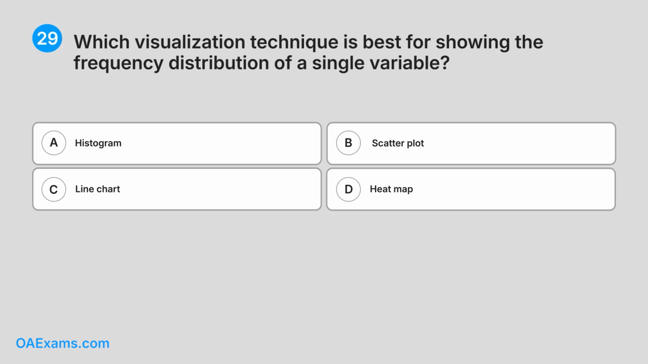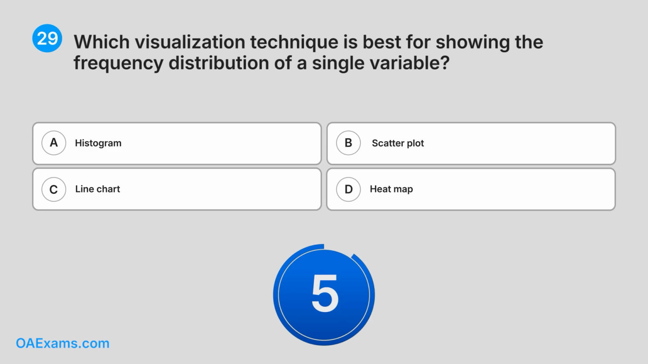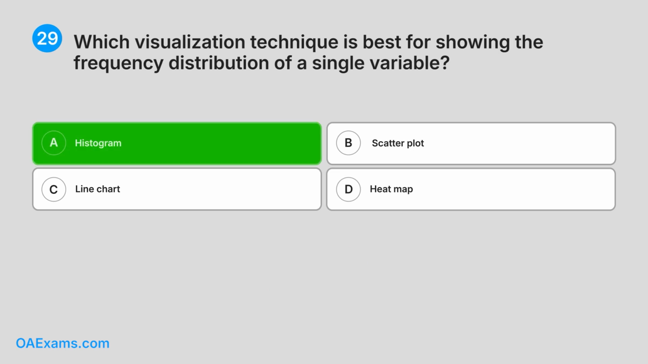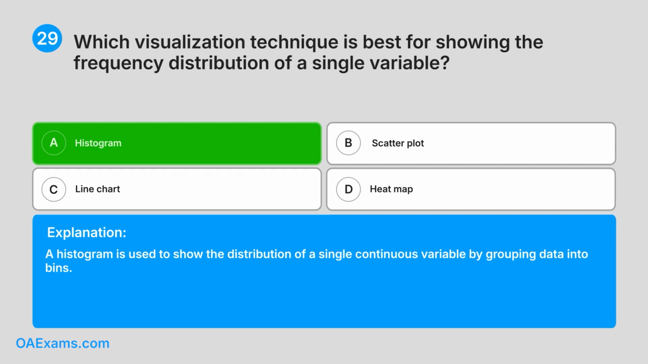29. Which visualization technique is best for showing the frequency distribution of a single variable? A. Histogram. B. Scatter plot. C. Line chart. D. Heat map. Can you guess the answer? Correct answer. A. Histogram. Explanation. A histogram is used to show the distribution of a single continuous variable by grouping data into bins.